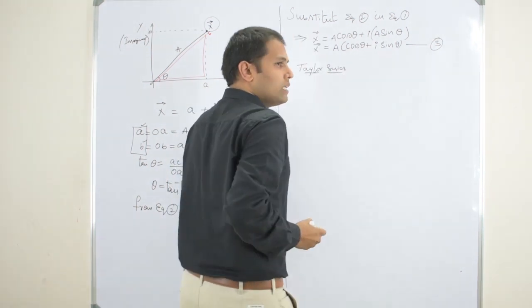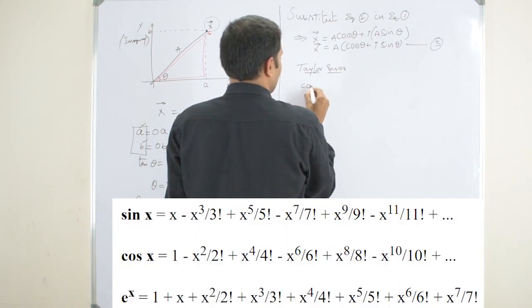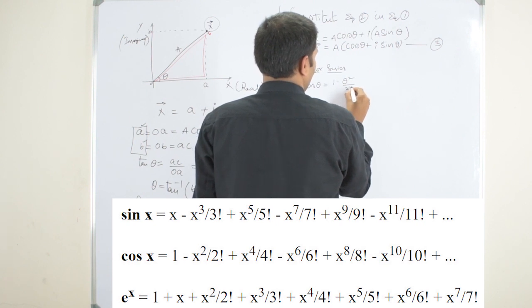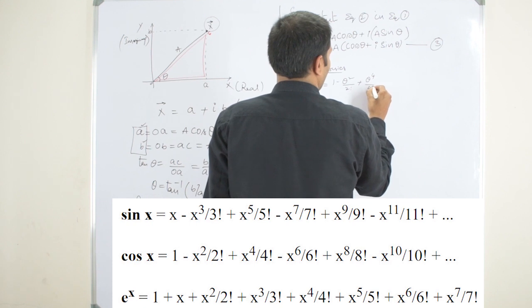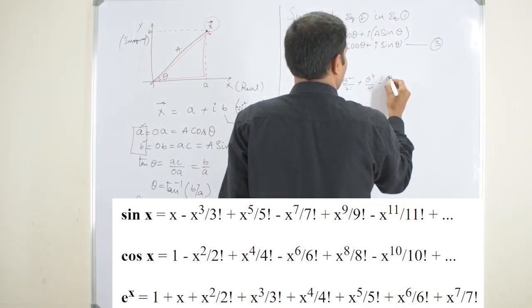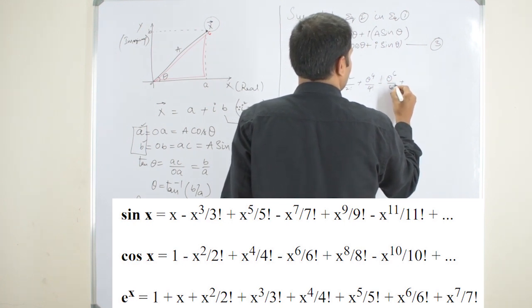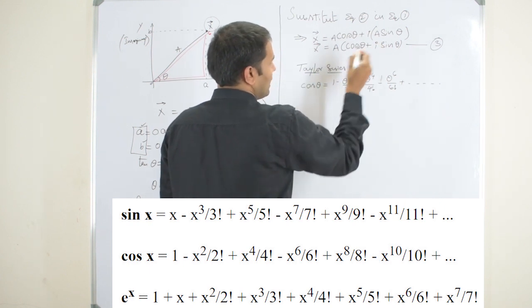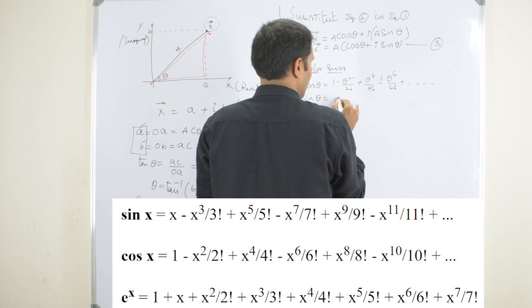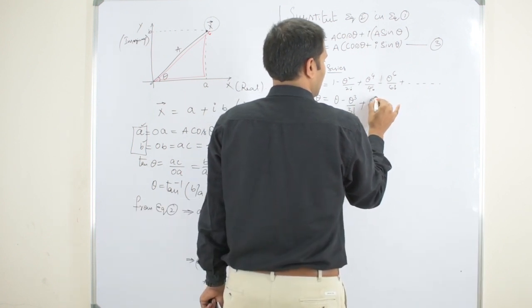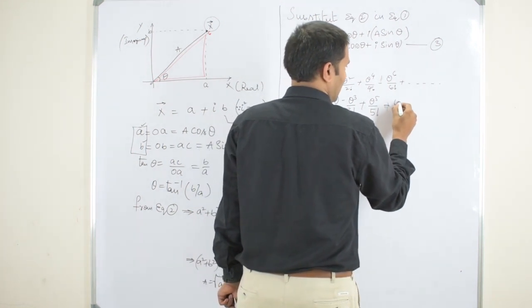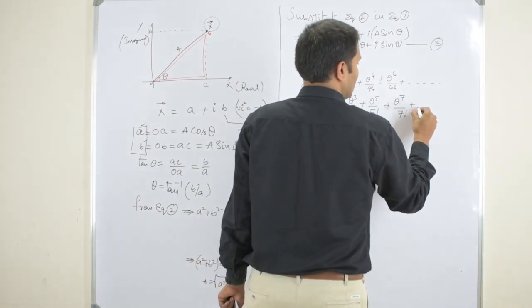As per the Taylor series, cos theta equals 1 minus theta square by 2 factorial plus theta power 4 by 4 factorial minus theta power 6 by 6 factorial and so on. Similarly, according to the Taylor series, sin theta can be written as theta minus theta cube by 3 factorial plus theta power 5 by 5 factorial minus theta power 7 by 7 factorial, alternating plus and minus, and so on.